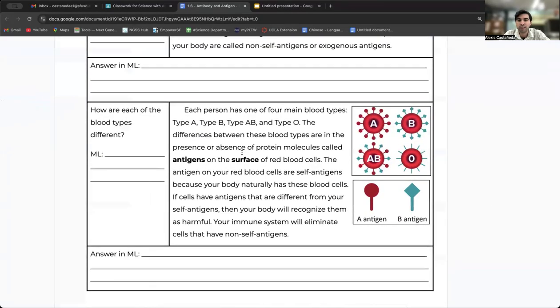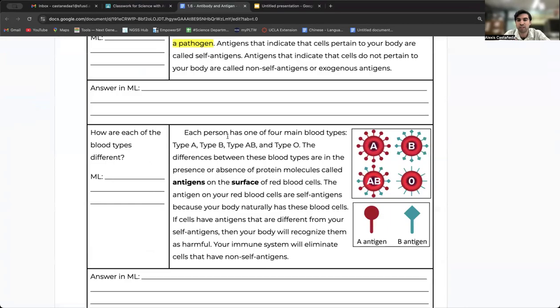So we're going to use the example of blood types. Each person has one of four main blood types: type A, type B, type AB, and type O. The difference between these blood types is the presence or absence of protein molecules called antigens on the surface of red blood cells. The antigens on your red blood cells are called self-antigens because your body naturally has these blood cells. If the cells have antigens that are different from your self-antigens, then your body will recognize them as harmful. Your immune system will eliminate cells that have non-self-antigens, the ones that we do not have.